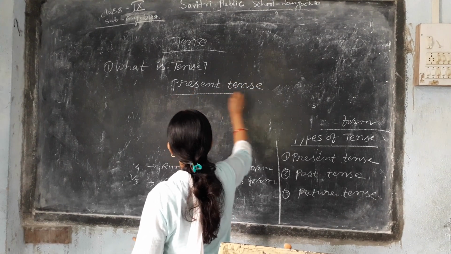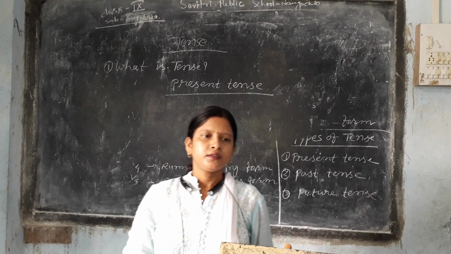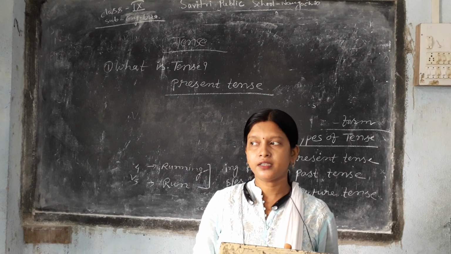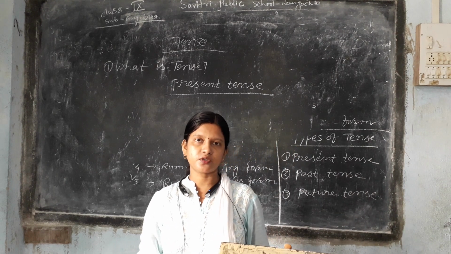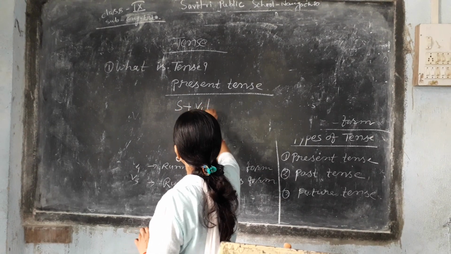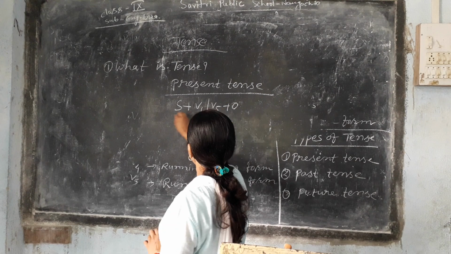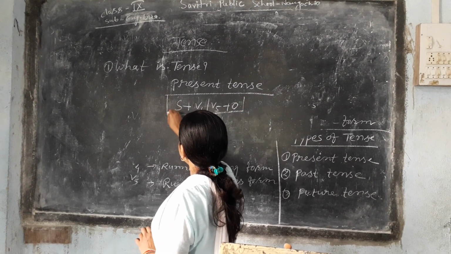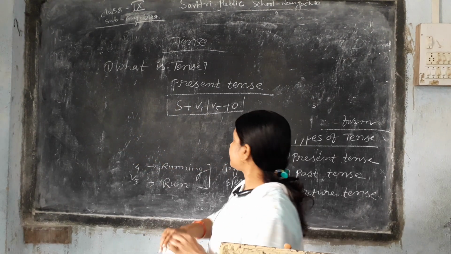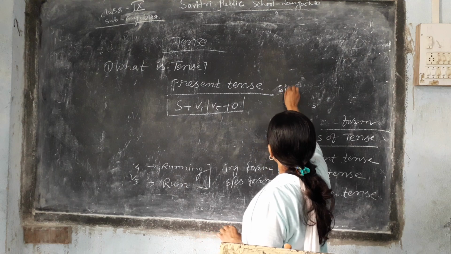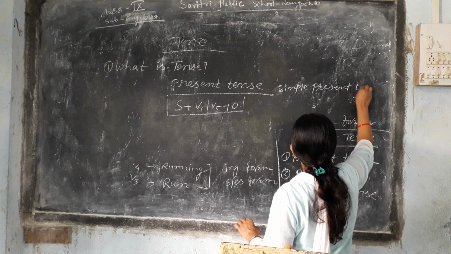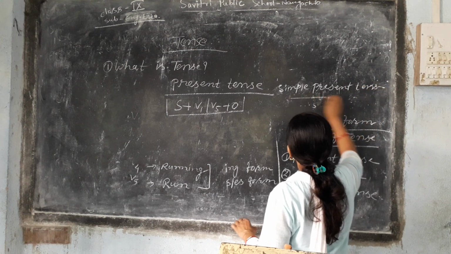Present tense. The action which shows the present time, that is called present tense, and the structure is subject plus V1, V5 plus object. This is the structure of simple present tense. The first type of present tense is called simple present tense, and this is the structure of simple present tense.